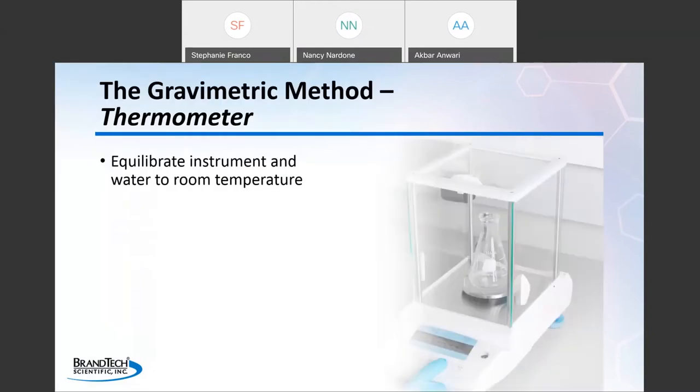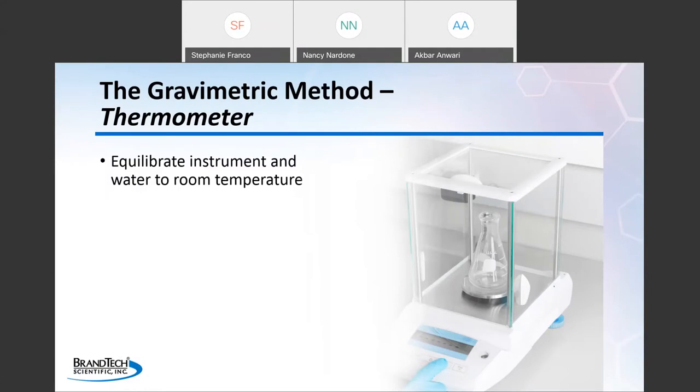So temperature is an important parameter when you're doing the gravimetric method. It's necessary to ensure that everything used for the testing is placed in the testing area and allowed to equilibrate to room temperature for approximately 1 to 2 hours. Using the air displacement pipette as an example, differentials in temperature between the instrument and the liquid being pipetted will have an impact on the volume dispensed, and of course, therefore, affecting the measurements that are being taken.